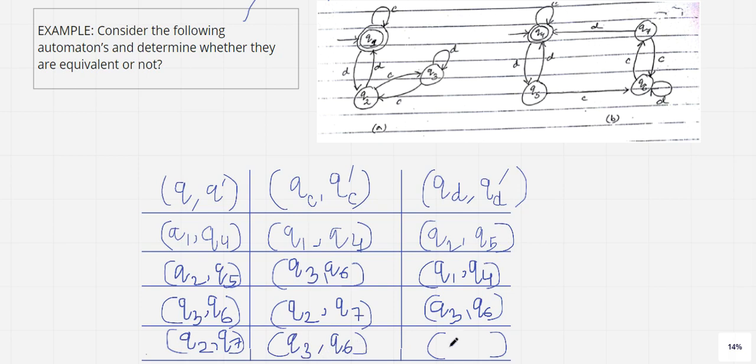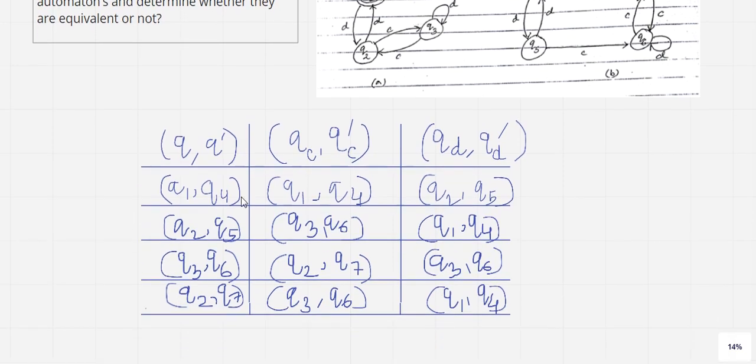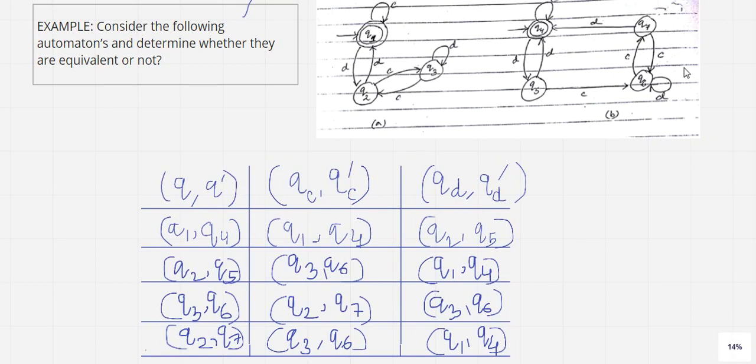We have already scanned it and both are non-final, so it doesn't have any problem. And finally, for the last input D, Q2 and Q7 on sync D, where is it going? Q2 on sync D is going to Q1, and Q7 on sync D is going to Q4. So the state that I have got is Q1, Q4. If I ask you one thing, during this entire process, did I get any pair which is final, non-final or non-final, final? We didn't get any. That means this is the final answer, and I can directly say that these two machines are equivalent to each other.